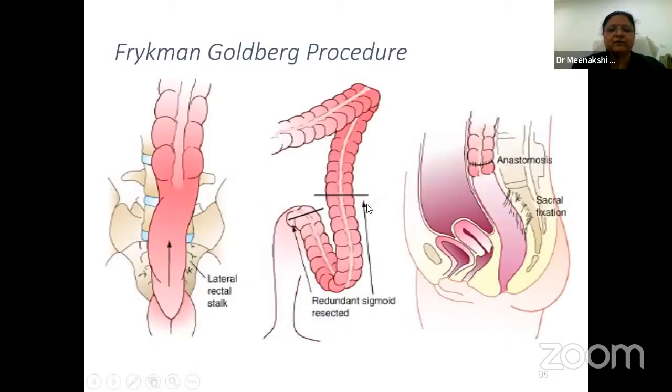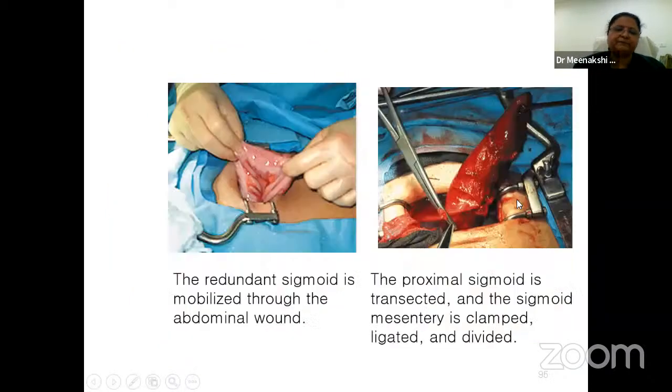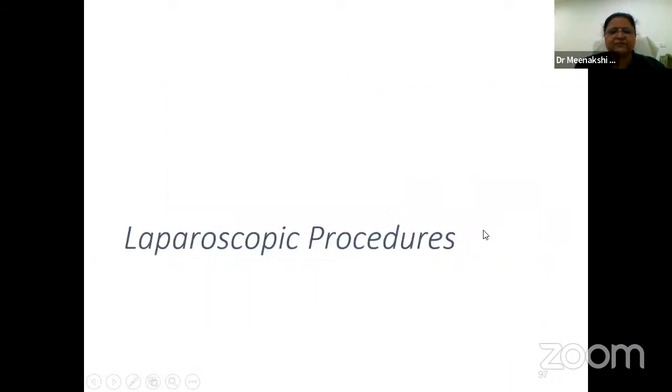Okay, so this is the redundant sigmoid that we are going to excise in this procedure, and then the anastomosis of this resected part to the top of the rectum. Okay, and after that, sacral fixation. Okay, so that is the Frykman-Goldberg procedure, that is resection rectopexy. Okay, so these are again the steps, showing the same steps.